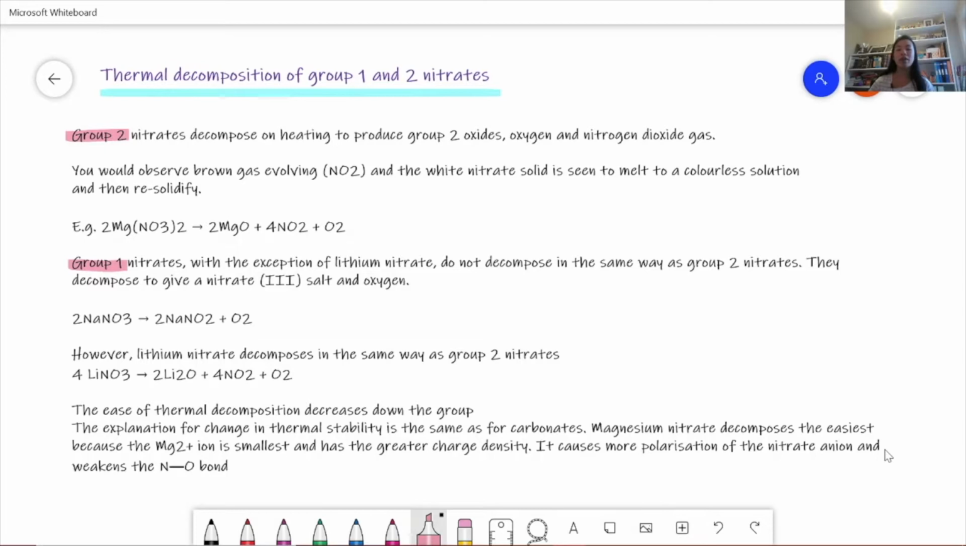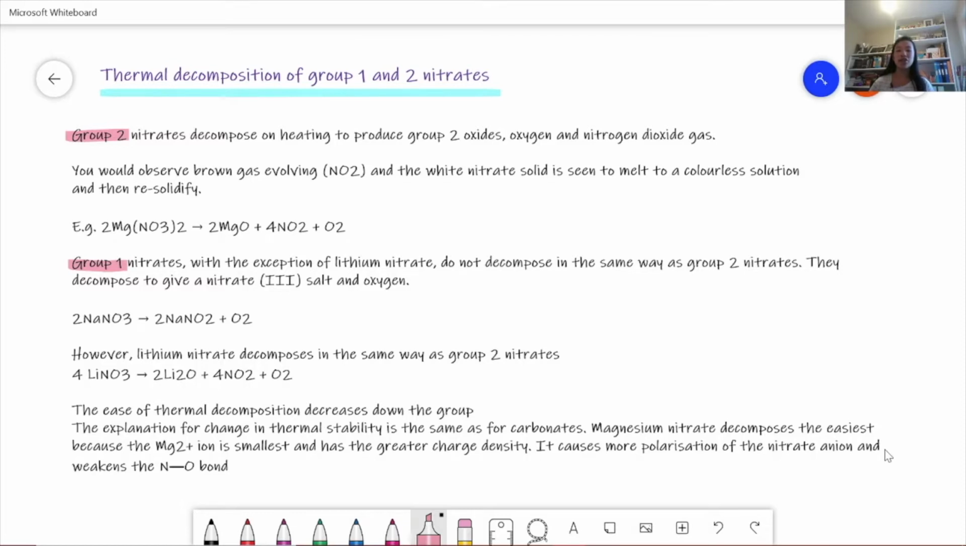Now we're going to talk about the thermal decomposition of group 1 and 2 nitrates. Group 2 nitrates decompose on heating to produce group 2 oxides, oxygen and nitrogen dioxide gas. You'd observe a brown gas which evolves, and this is the nitrogen dioxide, and the white nitrate solid is seen to melt to a colourless solution and then re-solidify. For example, magnesium nitrate forms magnesium oxide, nitrogen dioxide and oxygen.